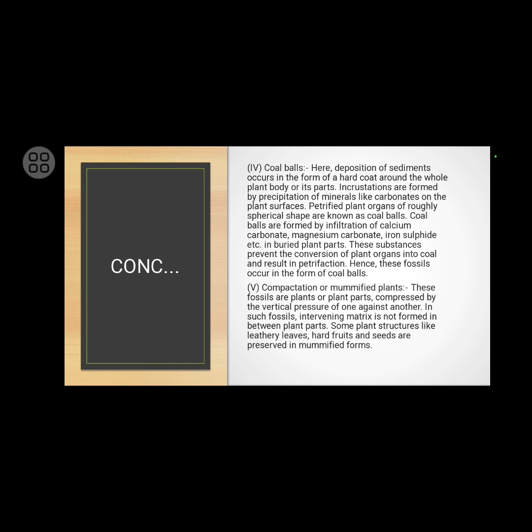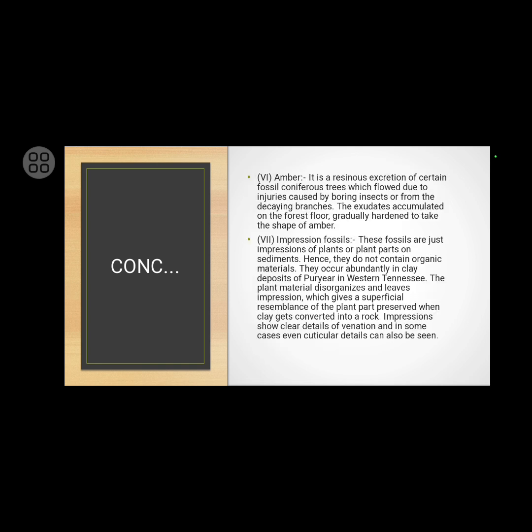Compactation or mummified plants. These fossils are plants or plant parts compressed by the vertical pressure of one against another. In such fossils, intervening matrix is not formed in between plant parts. Some plant structures like leathery leaves, hard fruits, and seeds are preserved in mummified forms.